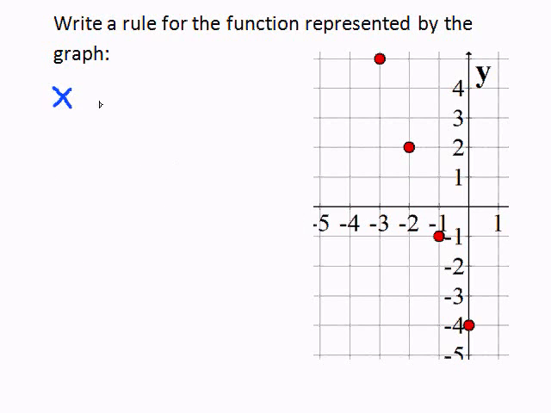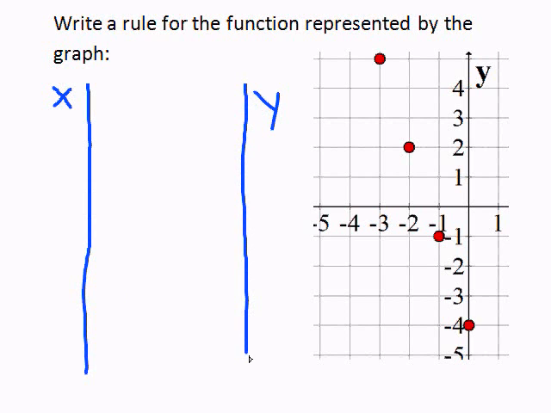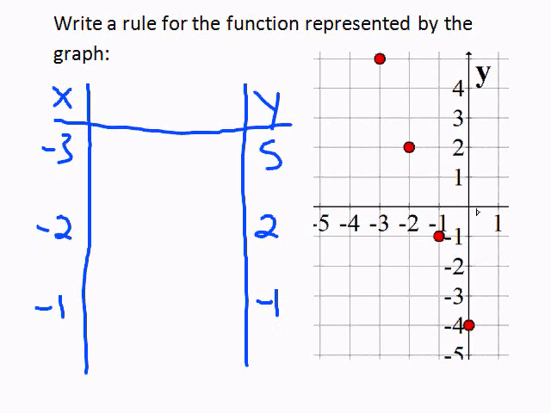So we're going to make our x and our y. And if you want to, as we're guessing our rule, you can put a process column in between as we're trying to figure out our rule. That might help us. So our x value is -3 and y is 5. X is -2, y is 2. X is -1, y is -1. X is 0, y is -4.